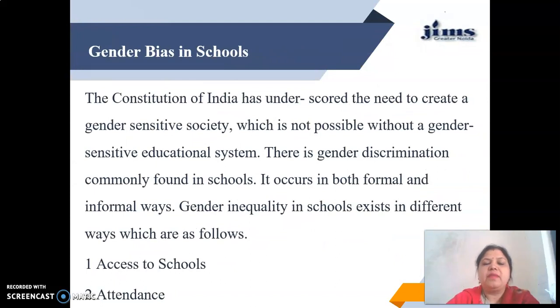Now, what types of gender biases do we have in schools? The Constitution of India has underscored the need to create a gender-sensitive society, which is not possible without a gender-sensitive educational system. There is gender discrimination commonly found in schools. It occurs in both formal and informal ways. Gender inequality in schools exists in different ways, which are as follows. First is access to schools.